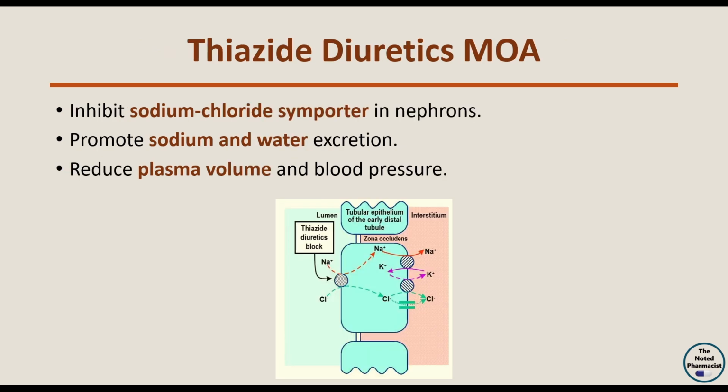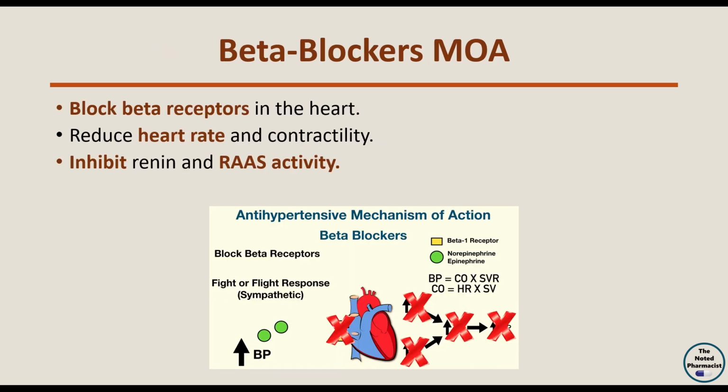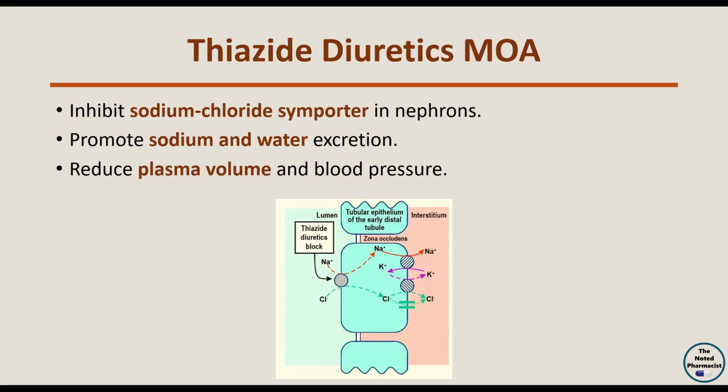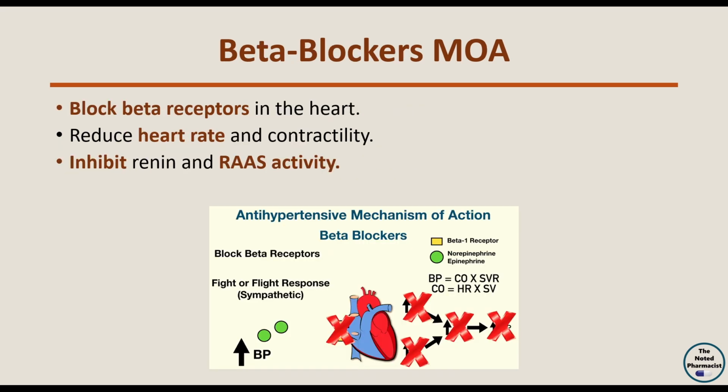Thiazide diuretics act on the distal convoluted tubule of the nephron, inhibiting the sodium chloride symporter. This results in increased excretion of sodium and water, reducing plasma volume and subsequently decreasing blood pressure. Beta blockers antagonize beta-adrenergic receptors in the heart, leading to a reduction in heart rate, myocardial contractility, and renin release. These effects decrease cardiac output and inhibit the renin-angiotensin-aldosterone system, RAAS, providing dual benefits in blood pressure control.